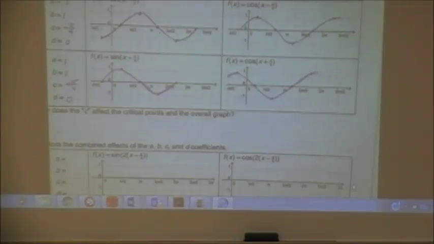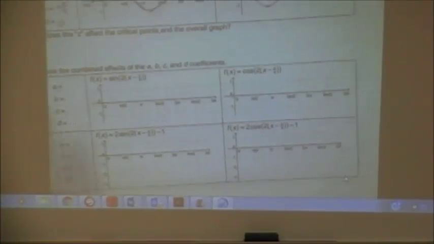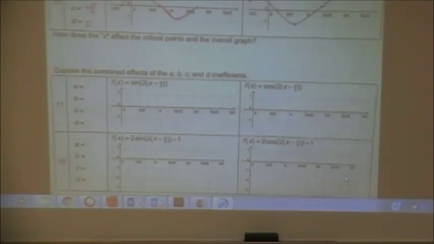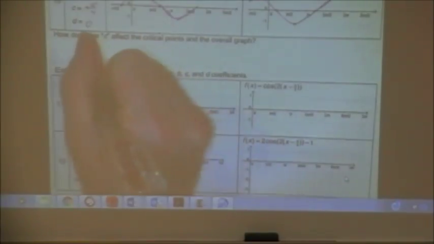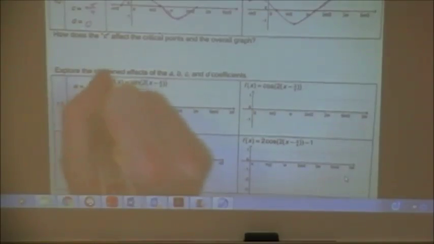So next we have two horizontal shifts happening. Our A value hasn't changed, so it's still 1. Our B value is 2, which looks like multiply, but that means we're actually going to divide. Our C value is minus pi over 4.